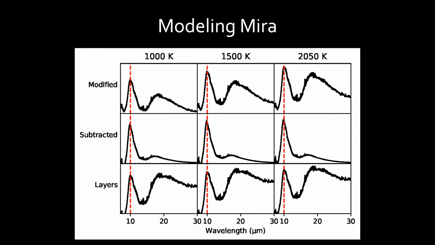The top row uses a modified black body and is the total dust spectrum divided by the black body dust continuum for that column. The middle row shows the total dust spectrum with the dust continuum black body subtracted. And the bottom row is the same as the middle row, but with a 600 Kelvin black body divided out.